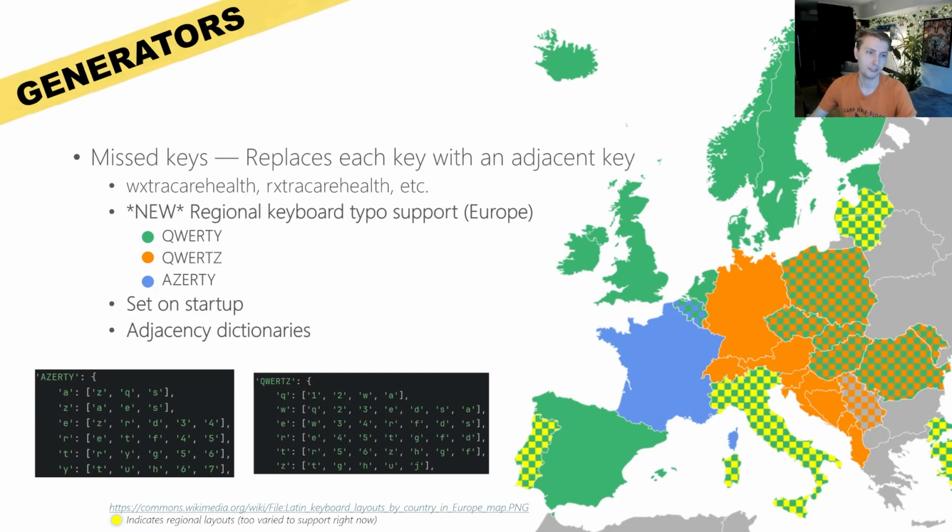For my generators, I've also modified the missed keys generator to add 2 alternative keyboard layouts, mostly for support for Europe. So these would be QWERTZ and AZERTY. These are set on the startup of the program, and they use the same kind of adjacency dictionaries that the QWERTY keyboard layout uses, and that's just me manually typing every adjacent key to the key that I'm focused on into a dictionary in Python.